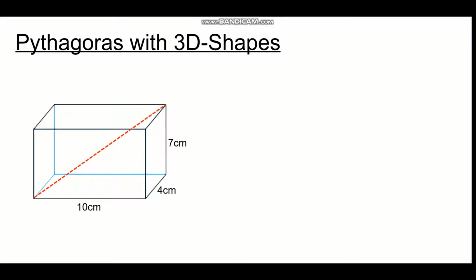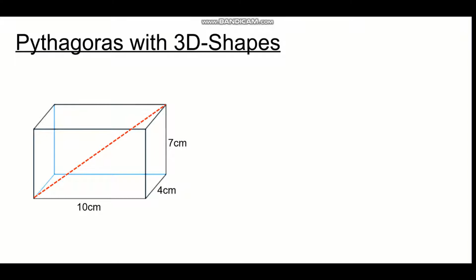So here we have a 3D Pythagoras problem. We've been asked to find the length through the middle of the 3D object from the bottom left-hand corner to the top right-hand corner, and that's denoted by the red dotted line going in that direction. We know that the length of the cuboid is 10 centimeters, the breadth is 4 centimeters, and the height is 7 centimeters. But that won't help us get that side unless we break it down into two separate questions.